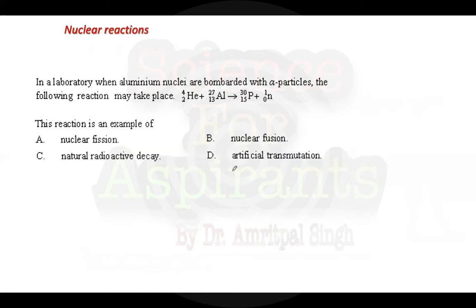The next nuclear reaction you can see: in the laboratory, aluminium nuclei are bombarded with alpha particles. This is the reaction. The question is, is this reaction an example of nuclear fission, nuclear fusion, natural radioactive decay, or artificial transmutation? So students, what is your answer?